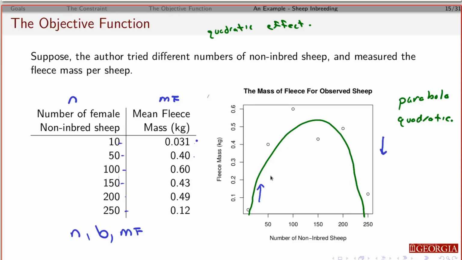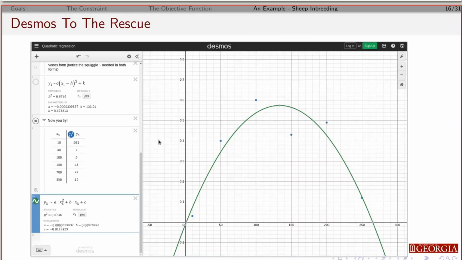So what did I do? I went into my favorite search engine, the one that involves ducks, and I just did a search for Desmos and quadratic regression, and it took me to this page. And then what I did is I entered in the numbers from that previous table.